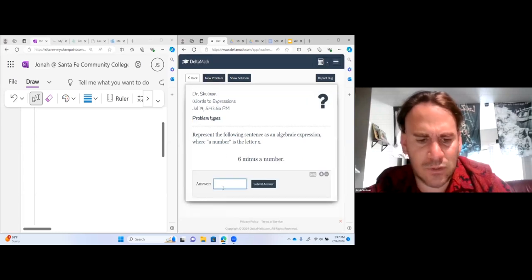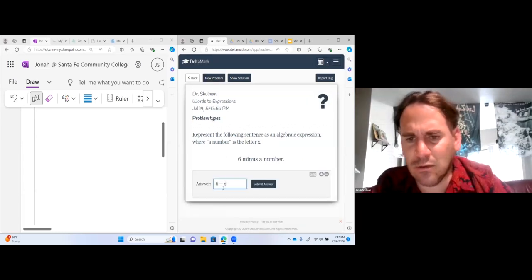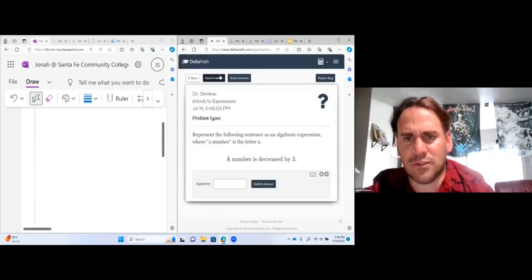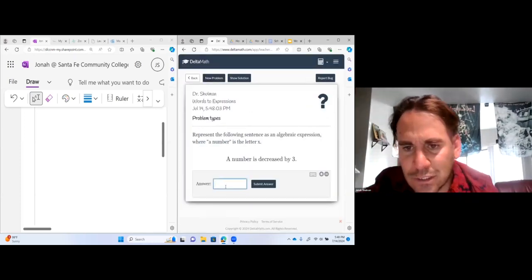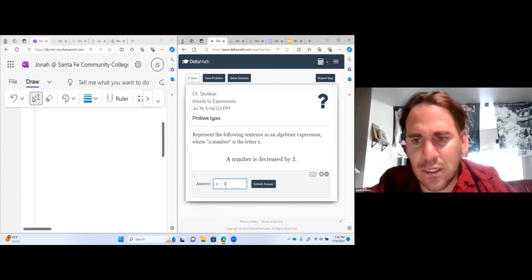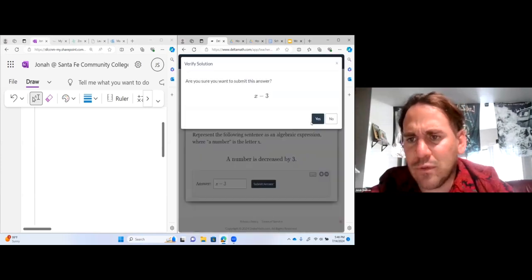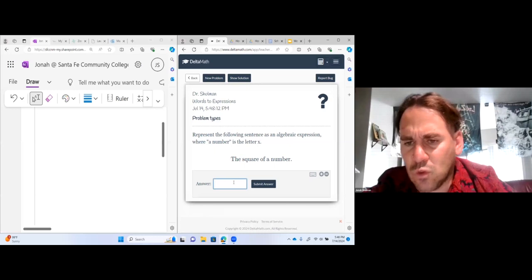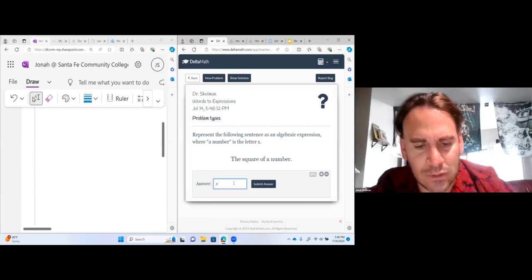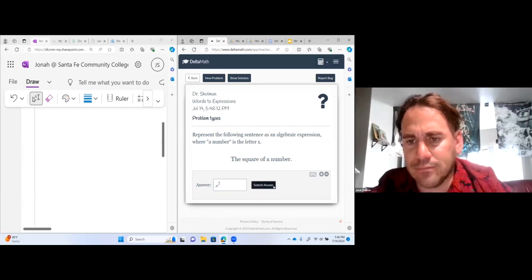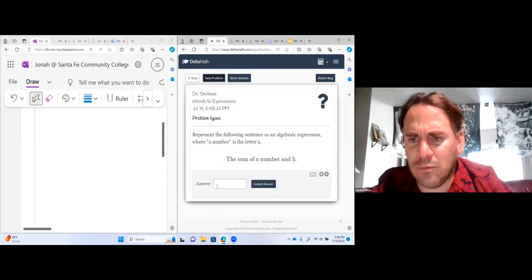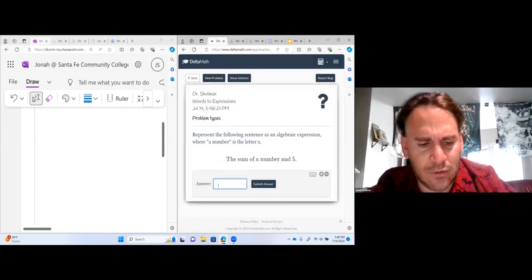Six minus a number. So this one is 6 minus x. See how the wording and subtraction matters? A number is decreased by 3. That's x minus 3. They all mean the same thing, but we're seeing that they're written the other way. The square of a number. That's x raised to the second power. One more. The sum of a number and 5, x plus 5.